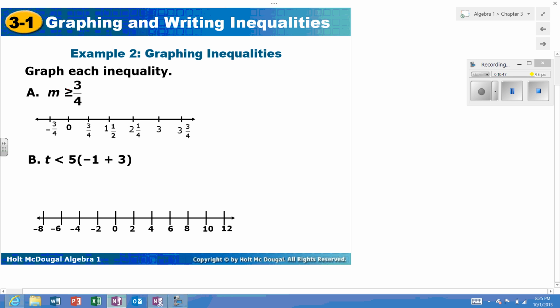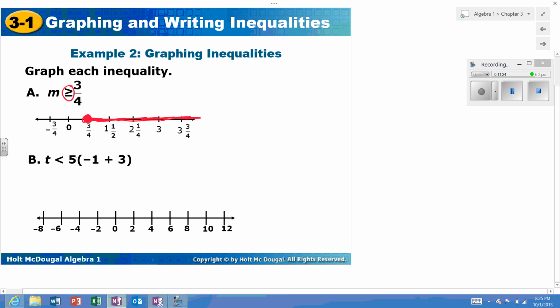Okay, so now we're going to try to graph these inequalities. Well, we've got m is greater than or equal to 3/4. So you should see right off the bat that since it's greater than or equal to, you're going to use a closed circle. So we're going to find 3/4 and do a closed circle. Now, do we go to the left or the right? Well, if m is greater than or equal to 3/4, it's going to be all the numbers bigger than that. So we're going to color in a solid line. Sorry, my little solid circle got lost, so I'll make that bigger. Okay, for t is less than 5 times -1 plus 3.